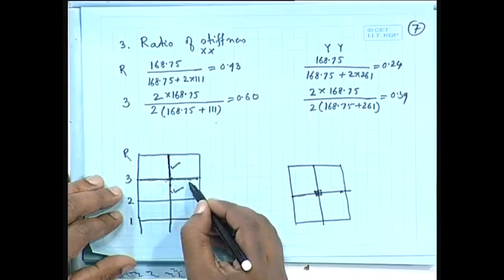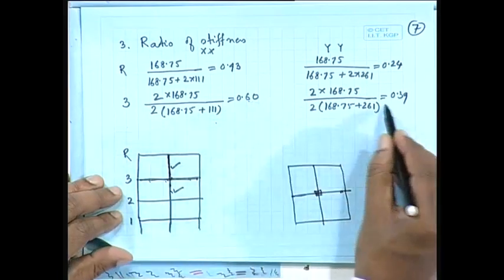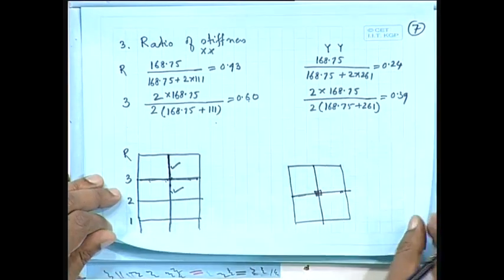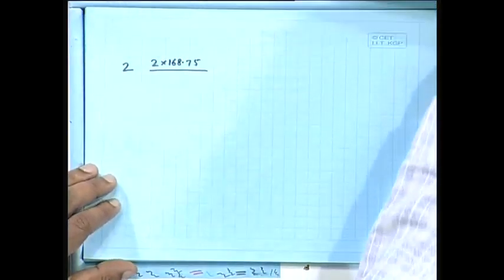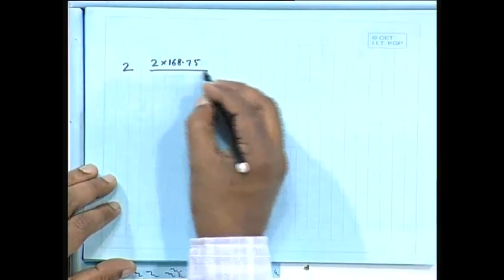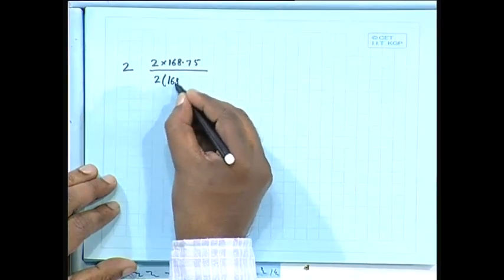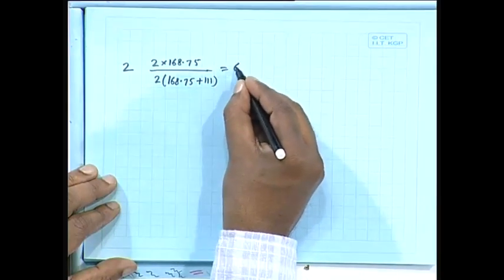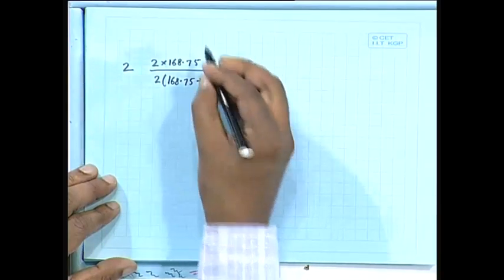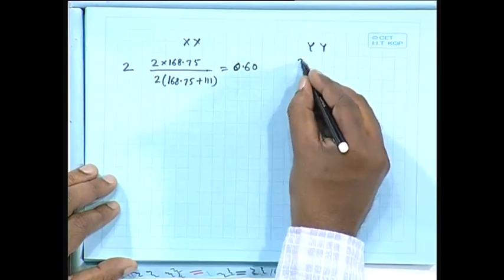That means, for this beam that we have got, 1. So, that is why you have multiplied with 2, and that we will get 0.60, and similarly here also. In the same fashion, I think we can complete the other one also. So, number 2: 2 into 168.75 divided by 168.75 plus 111, it will be the same, that is 0.60, that is XX.